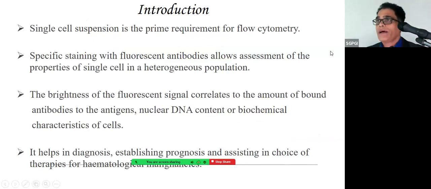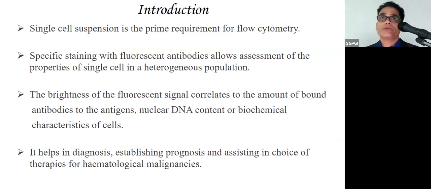So you need to have the sample processing for the flow cytometry. A single cell suspension is the prime requirement for flow cytometry for any sample type. It can be peripheral blood, it can be bone marrow, it can be a fluid like CSF, it can be a fine needle aspiration, it can be a tissue also. So you need to have the single cell suspension to have flow cytometry done.